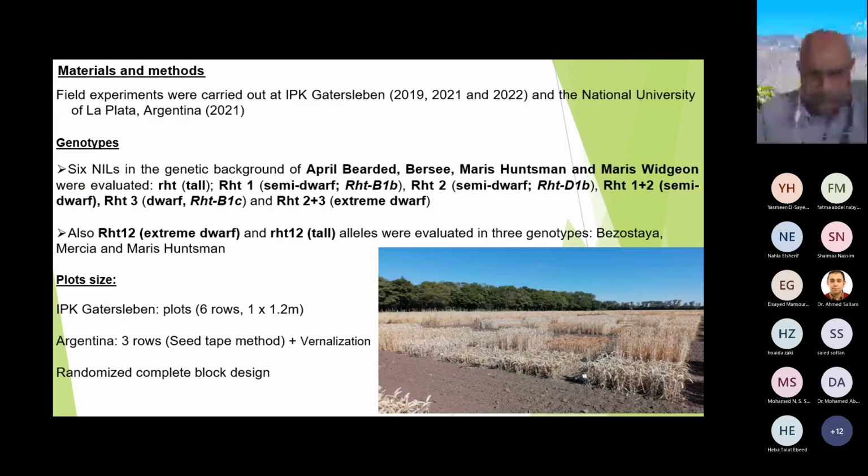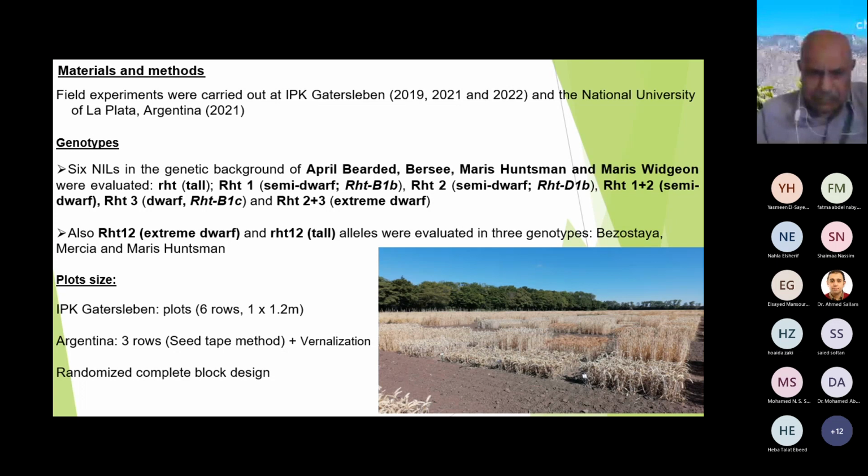For that purpose, we conducted experiments at IPK Gatersleben during three years, and at the National University of La Plata in Argentina during 2021. We evaluated six near isogenic lines in four backgrounds: April Bouquet, Mercia, Maris Huntsman, and Maris Widgeon, that are winter wheat. And we evaluated different degrees of dwarfing. First, the wild type, the tall one.